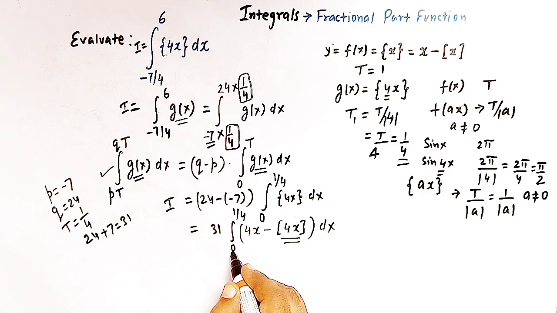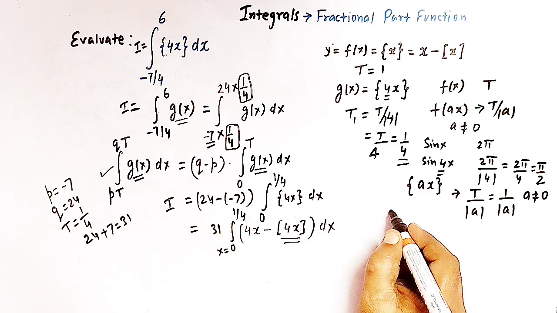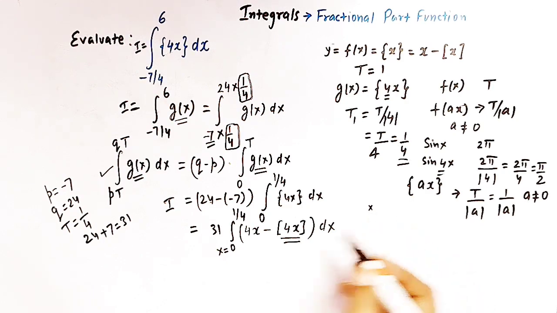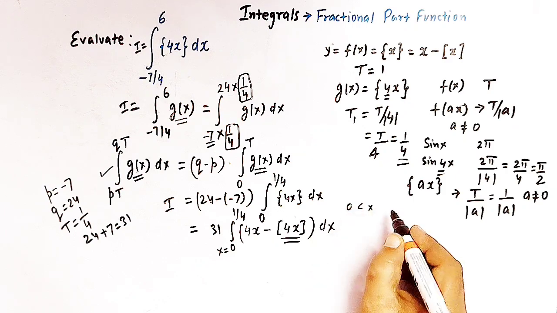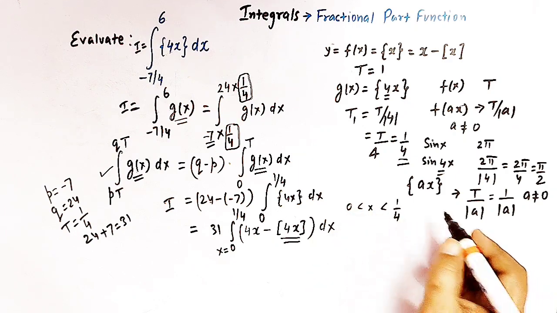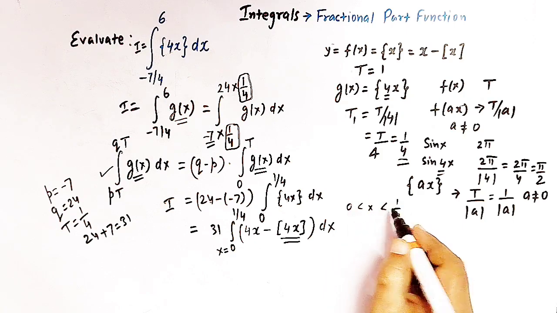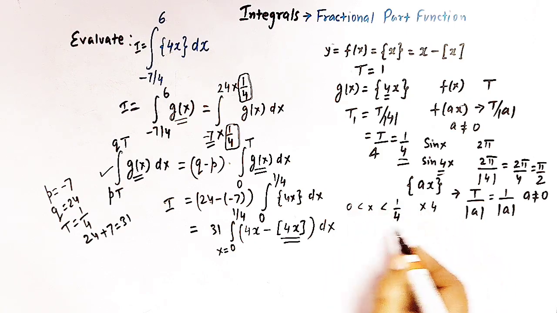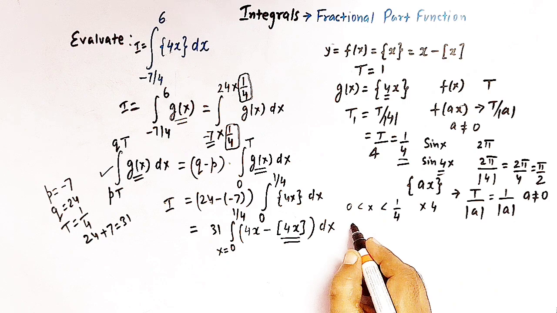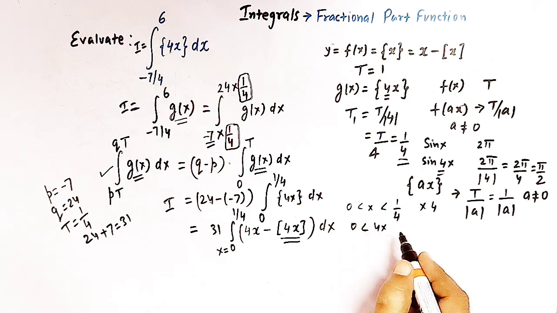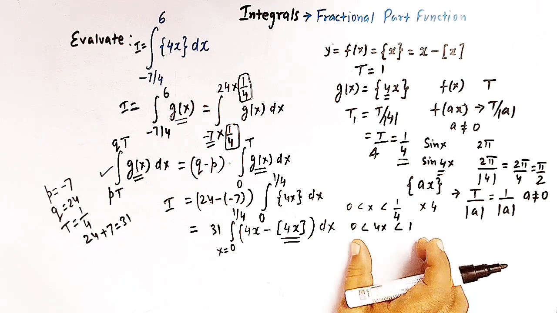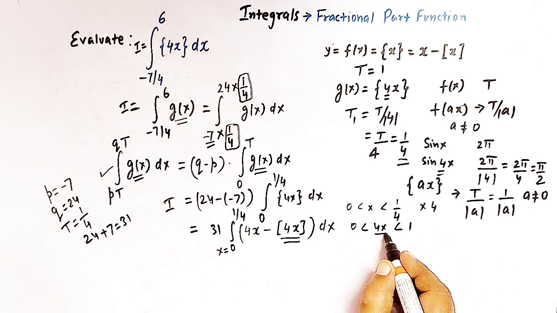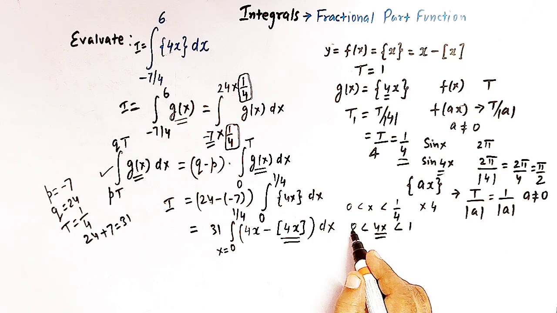Now see, here the limits of integration vary from 0 to 1 by 4, and x lies between 0 and 1 by 4, right? So x lies between 0 and 1 by 4, and if we multiply this inequality throughout by 4, then here we have 0 times 4 is 0, and here we have 4x, and here 4 and 4 get cancelled, so we are left with 1, right? So this inequality suggests that 4x lies between 0 and 1.